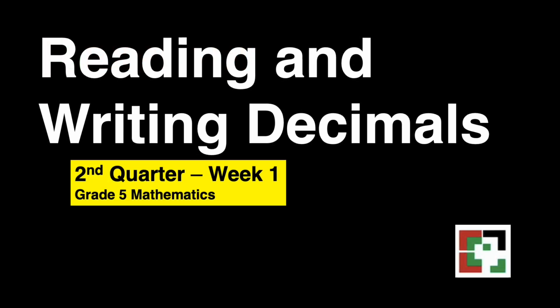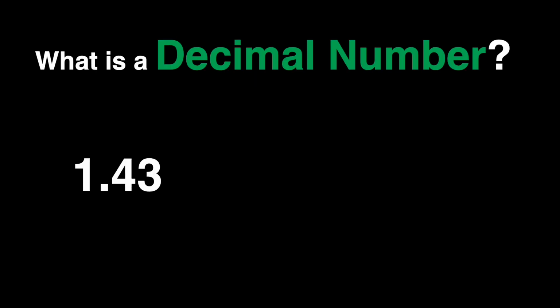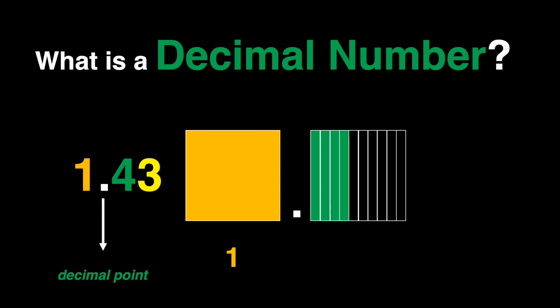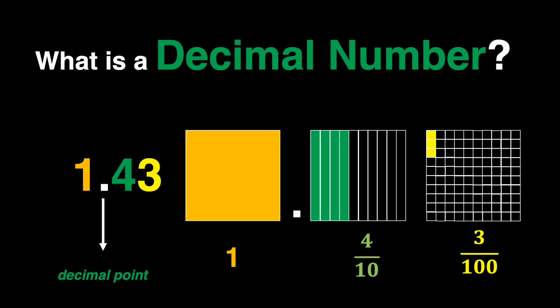This video is all about reading and writing decimals. What is a decimal number? A decimal number is often used to mean a number that uses a decimal point followed by digits that show a value smaller than 1.